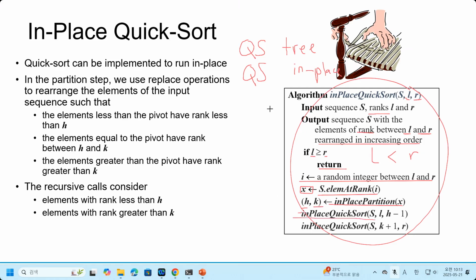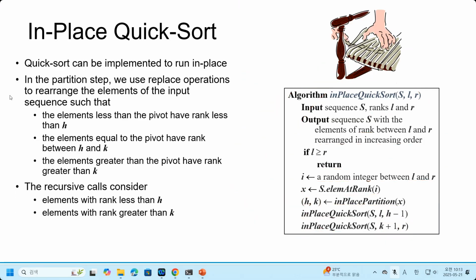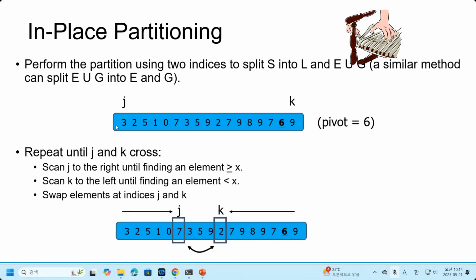Then we do the recursion. The recursion will go from L until x minus 1, and then the recursion on the other side will be from k plus 1 until R. We call this in place because we do not need any extra storage, and we can perform the partition using two indices to split S into L and E union G.